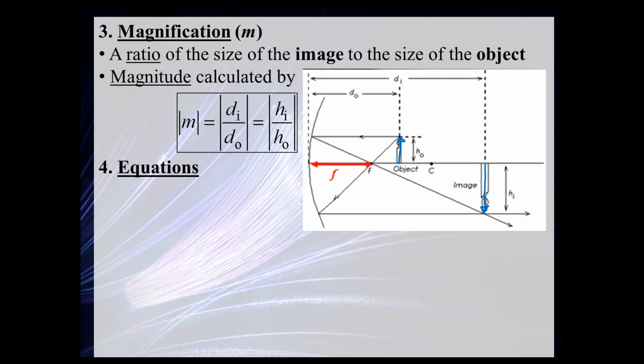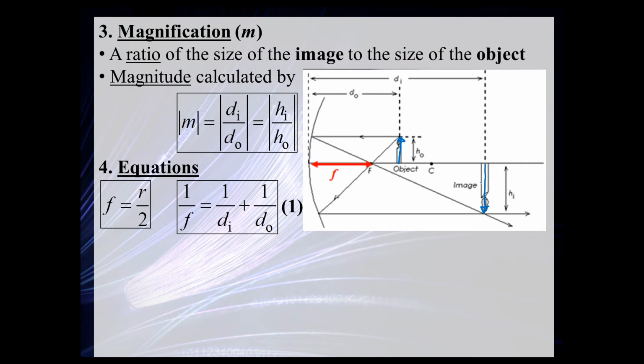Okay, now we have a series of equations we can use to relate all these different variables. The first one tells us that to calculate the focal length is just the radius of curvature divided by 2. Well, that's how we define the position of the focal point. We said it was the midpoint between the vertex and the center of curvature. Therefore, the radius of curvature cut in half is the focal point.